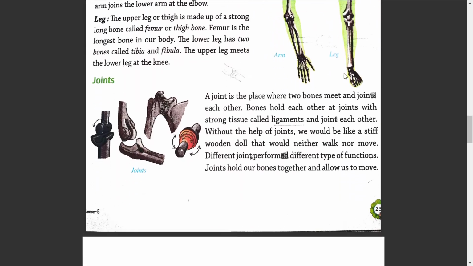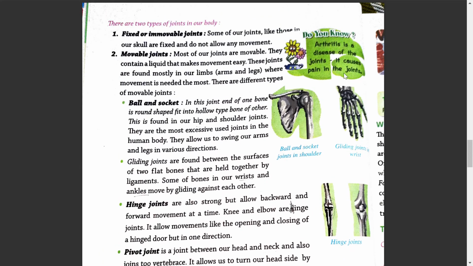Next come movable joints. Most of our joints are movable. They contain a liquid that makes movement easy. These joints are found mostly in our limbs, where movement is needed the most. There are different types of movable joints, and they are classified into four types.